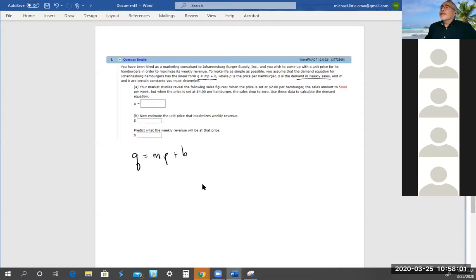Okay, so your market studies reveal the following sales figures. When the price is set at $2, so that's when P equals $2 per hamburger, the sales amount to 5,000. So Q is equal to 5,000 per week. But when the price is set at $4, when P is 4, the sales drop to 0. Wow, nobody wants $4 hamburgers. So what they've given us is 2 points.